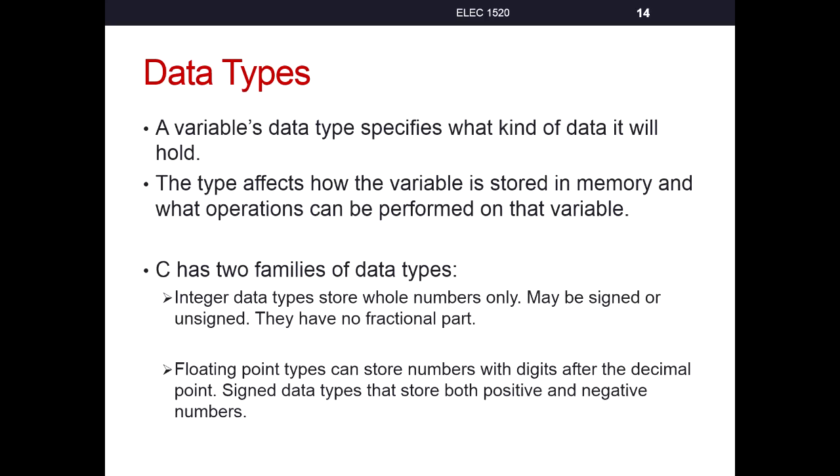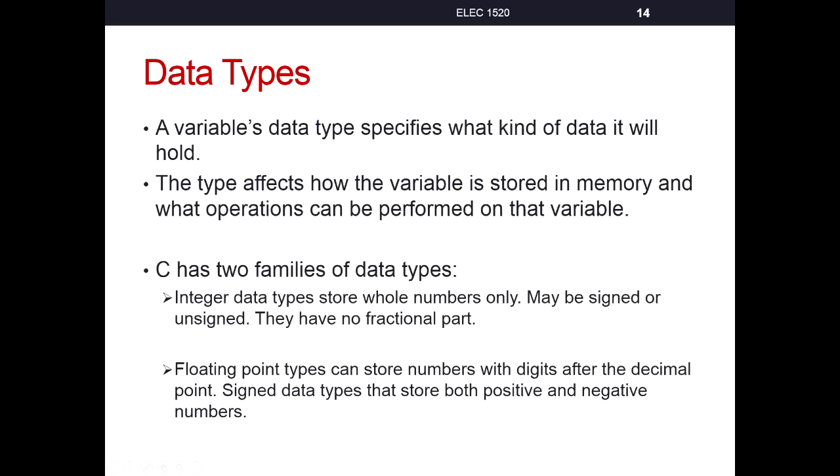All right, so two families of data types, integer and floating point. So integer data types store whole numbers only, 0, 1, 2. They don't have any fractional part, so that means no decimal point. They may be signed or unsigned. They can be positive, they can be negative. So signed numbers can both be positive and negative. They can have a 0. Unsigned numbers will always be positive, and they can also represent a 0.